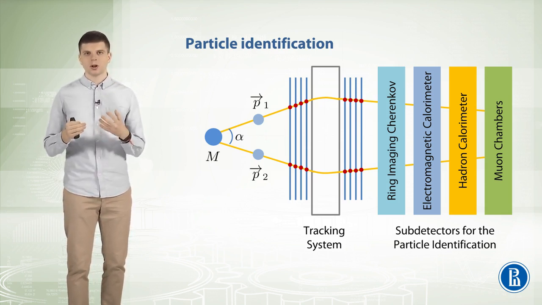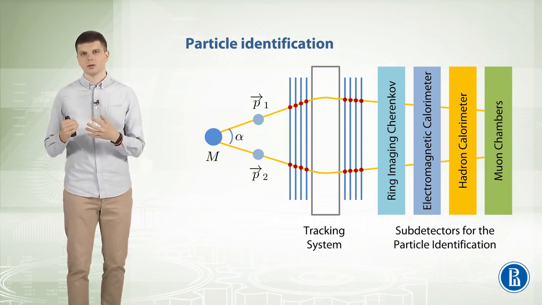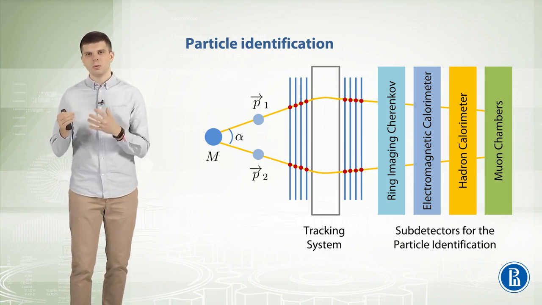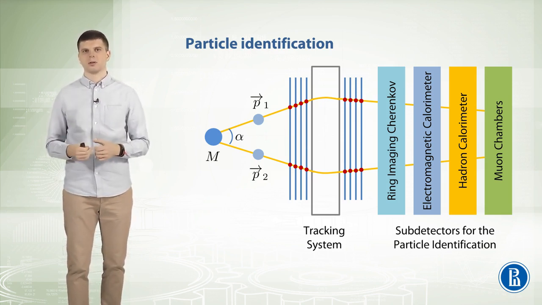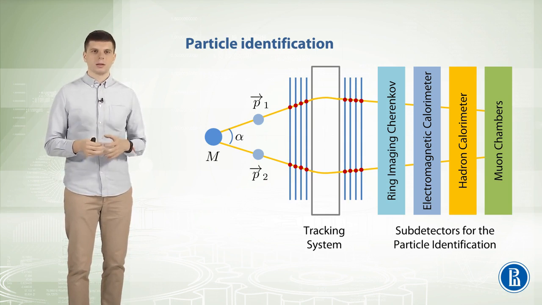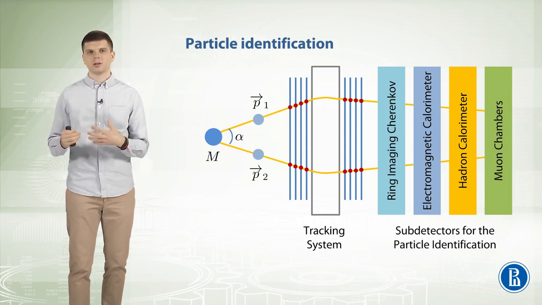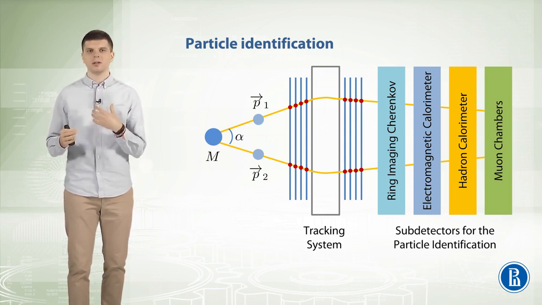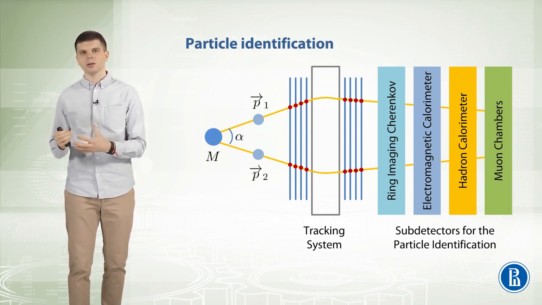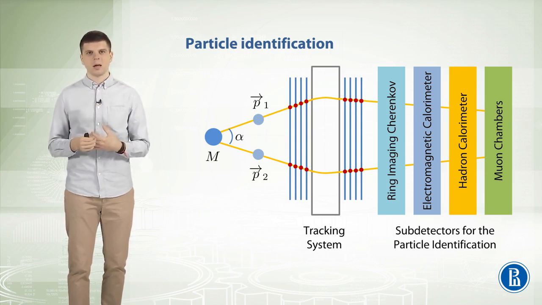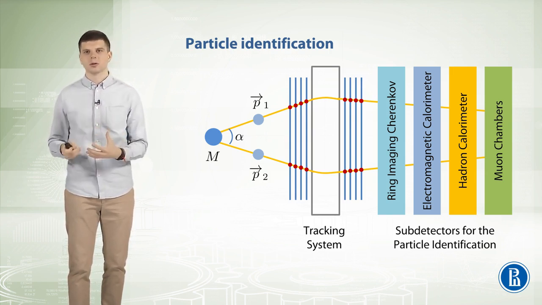There are only muon chambers after the hadron calorimeter, because muons pass all detector systems. The calorimeters measure particle energies. They are based on similar principles but have differences in physics processes and composition. Let's consider each of these calorimeters in more detail.